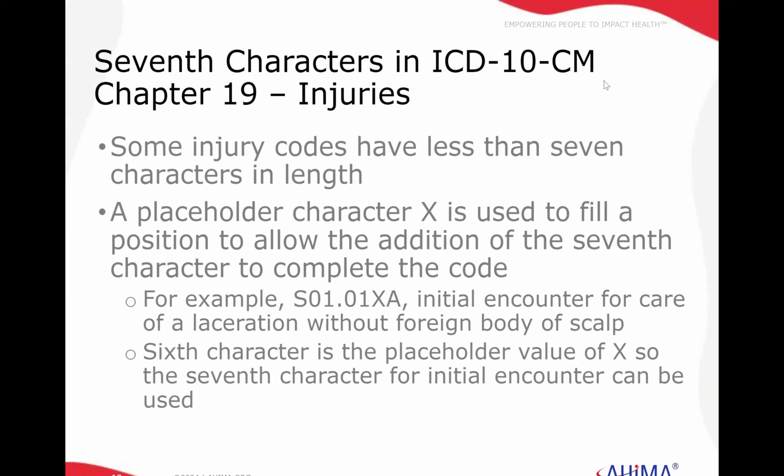Some entry codes have less than 7 characters in length. And again, as noted, we use the 7th character X to fill the position to allow the addition of the 7th character to be in that 7th spot. So as we see here with S01.01XA, initial encounter for care of a laceration without foreign body of the scalp, the 6th character has to be the placeholder X. Why? So that A goes in the 7th position.